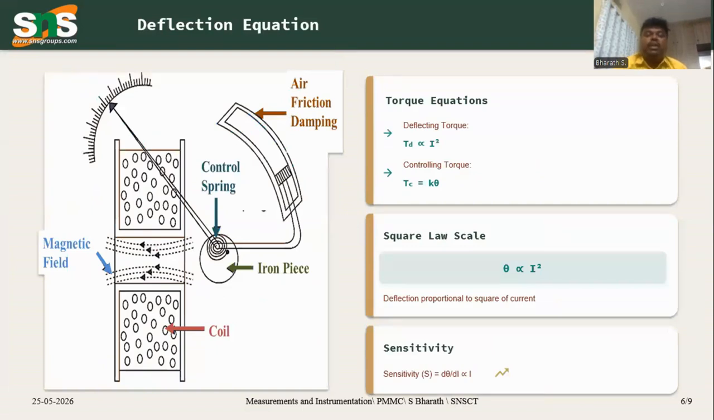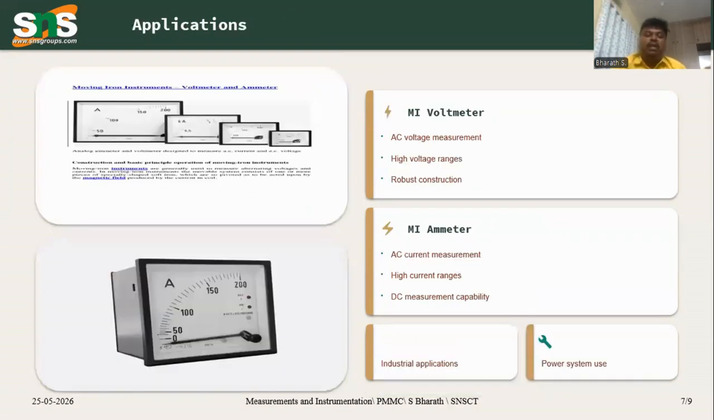The torque equation here becomes: the torque developed is directly proportional to I squared, and the controlling torque is K into theta, with damping provided by air friction. The square law is stated as theta is directly proportional to I squared, that is, the deflection is proportional to the square of the current. The sensitivity depends upon d theta by dI.